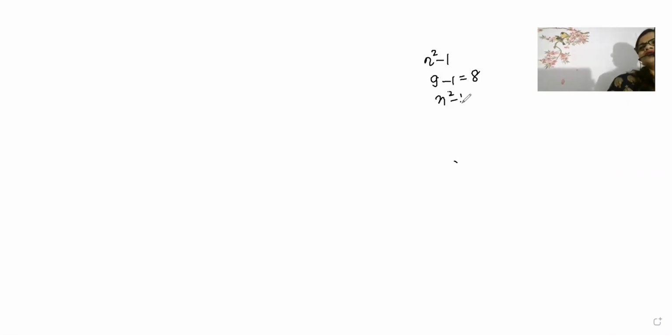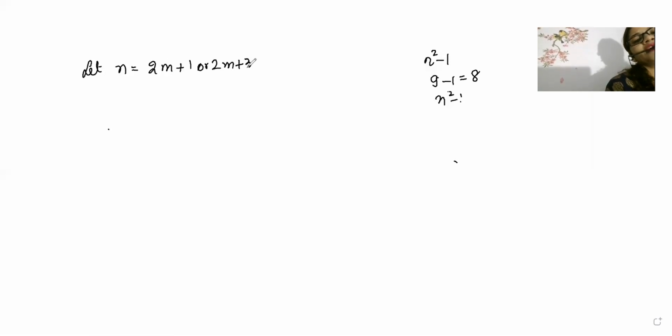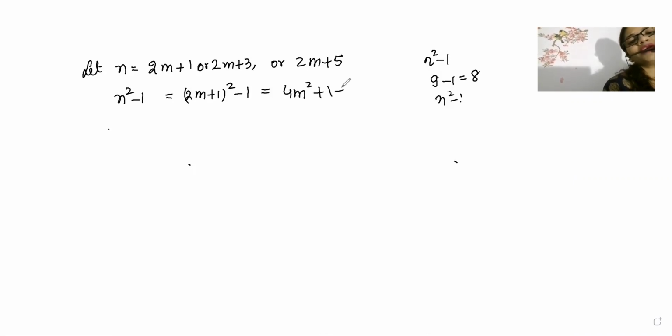So now, let n be any odd integer. So n can be 2m plus 1, or 2m plus 3, or 2m plus 5, any odd integer. Now the condition given is n square minus 1. So take (2m plus 1) whole square minus 1. Now the square will become 4m square plus 1 plus 4m.